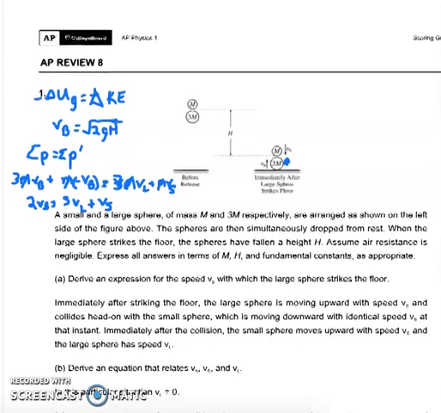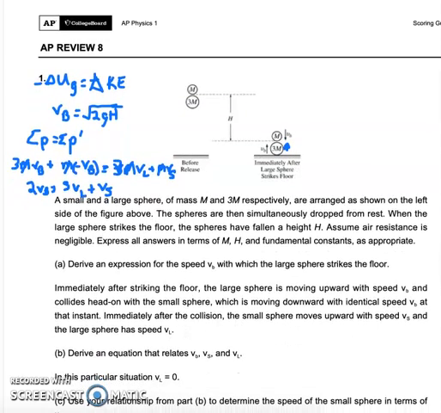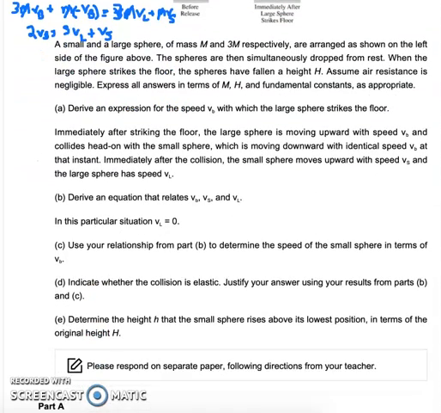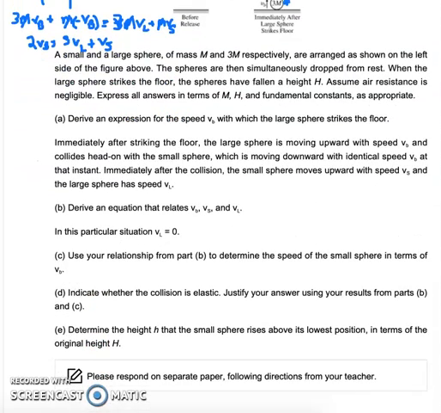Then if we scroll down, we move on to see, we say after the collision, VL is 0. So in other words, the large ball comes to a stop upon hitting the small ball. So use your relationship that you found in the previous one. Determine the speed of the small sphere in terms of VB. Okay, so that should be pretty straightforward. We had 2VB equals 3VL plus VS. So VL is 0, so that's just going to be VS. So that's just going to be twice VB.